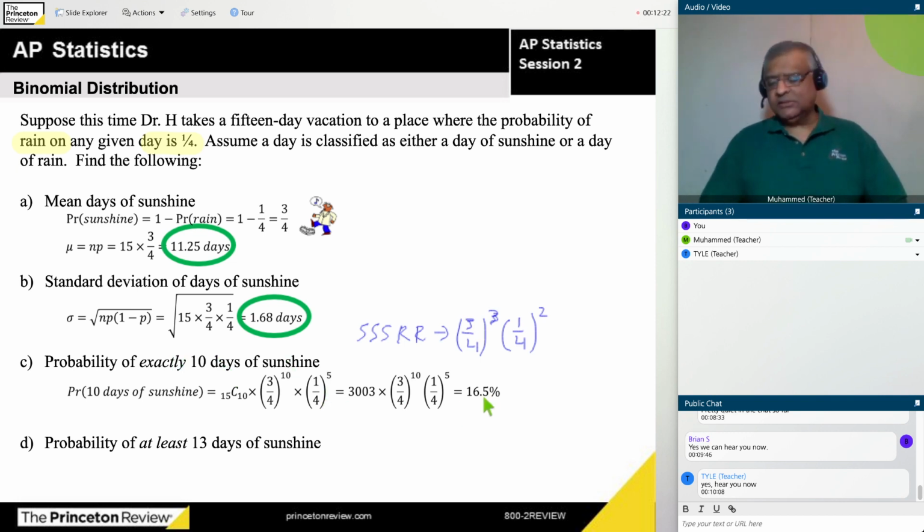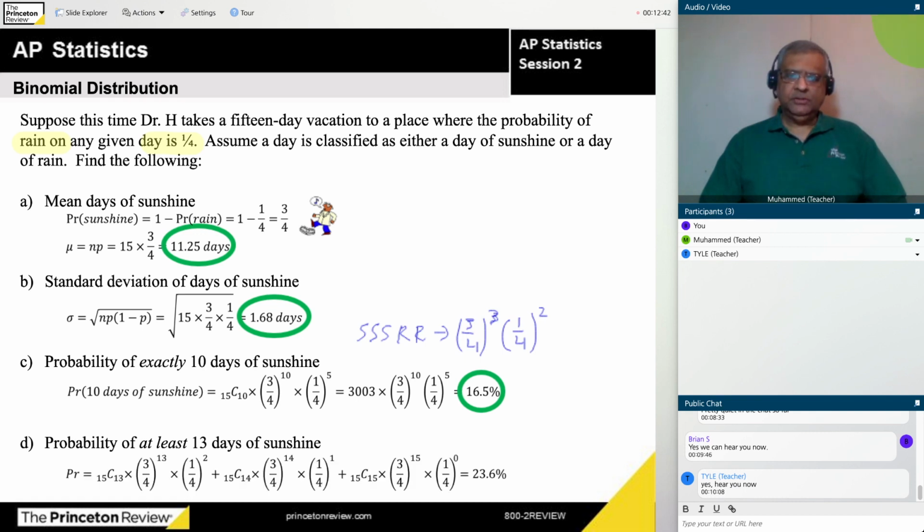When you do that, you get 16.5%, as you work the numbers through. And then part D is at least 13 days of sunshine. Now, the way you figure out at least 13 days of sunshine is you have to do 13 days of sunshine plus 14 days of sunshine, plus 15 days of sunshine. Okay, so now you can run through the same thing to get finally 23.6%. You'd expect it to be a little bit bigger than this number, and it would be somewhere in here.